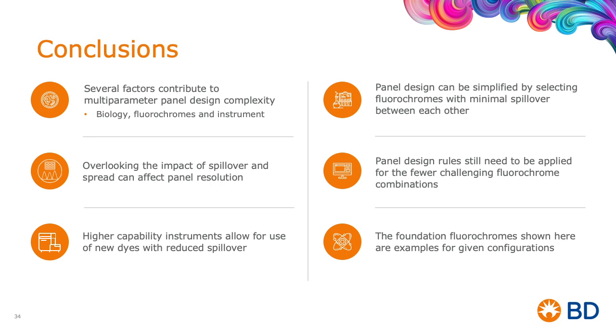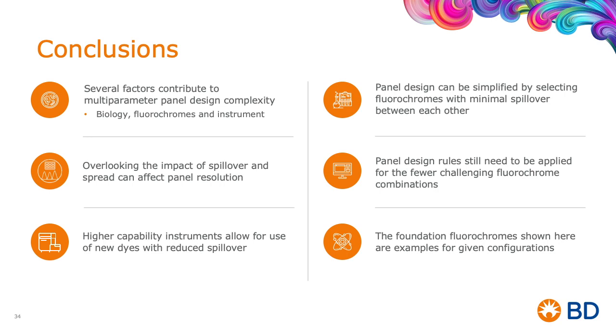Overlooking any of these aspects has an impact on the quality of the data and the results. But for this webinar, we really focus on spillover and spread and how these can affect panel resolution. We've also discussed how higher capability instruments, with 5-laser configuration, allow for use of new dyes with reduced spillover, and how these also allow us to simplify panel design by selecting fluorochromes with minimal spillover between each other.